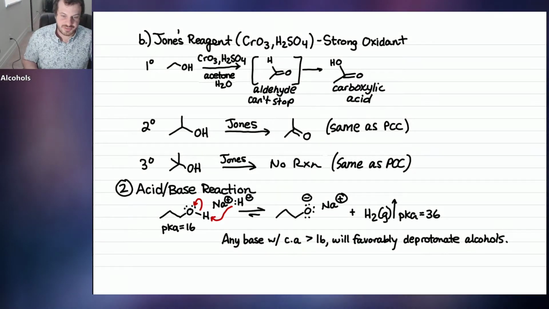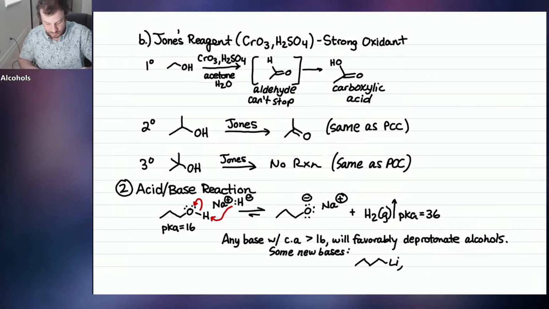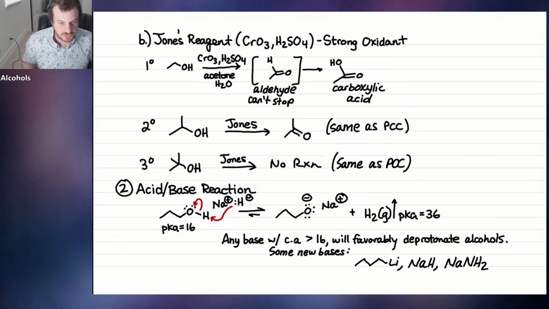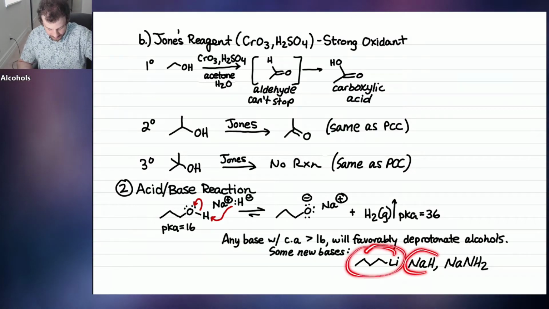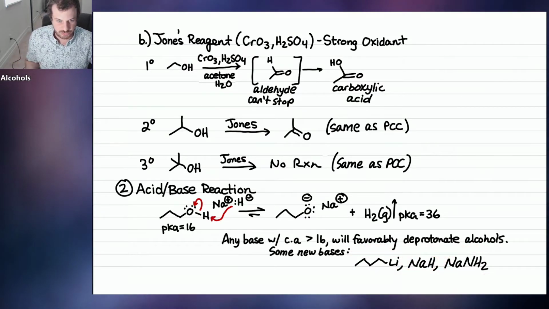Okay, and some common bases that are used for this purpose that we haven't really seen include butyl lithium, sodium hydride, that's what we just saw, and also sodium amide, NaNH2. So these three bases are very commonly used to deprotonate alcohols. They have pKa of conjugate acid much greater than 16. So for example, these have pKa of conjugate acid of 50, 36, and 38. These things will just rip a proton right off of an alcohol to deprotonate it.